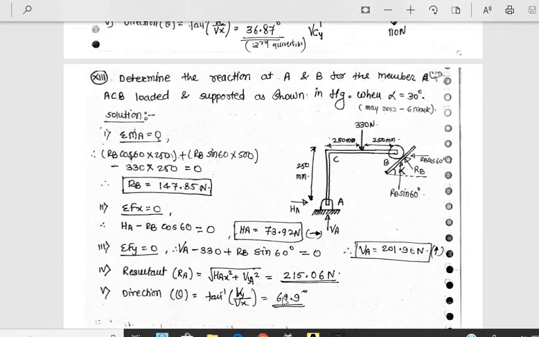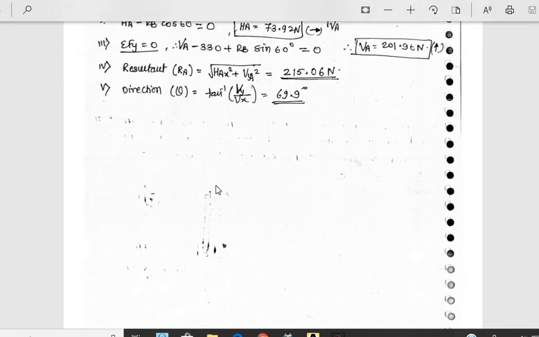These are the common steps you have to follow first. Three equations of equilibrium: summation Fx equal to 0, summation Fy equal to 0, and moment equal to 0. Apply as per the requirement. Then calculate the resultant reaction and its direction.